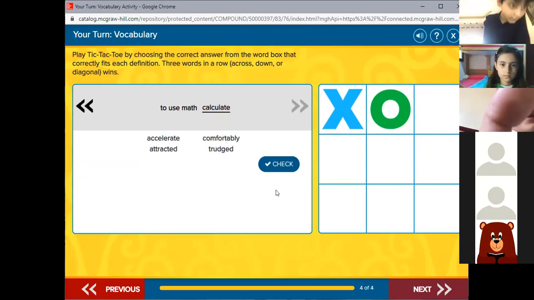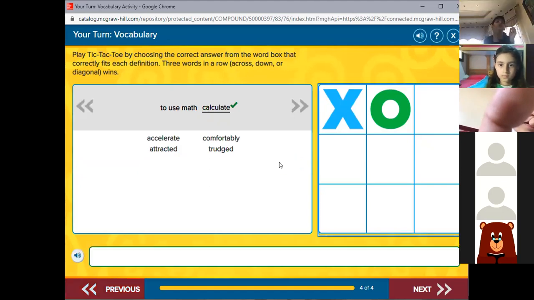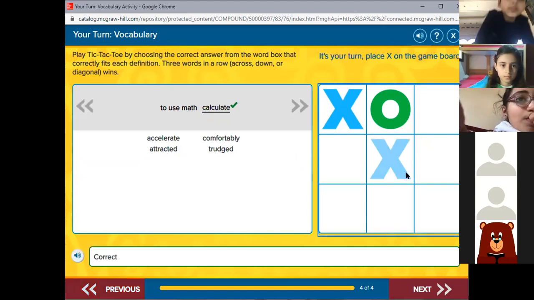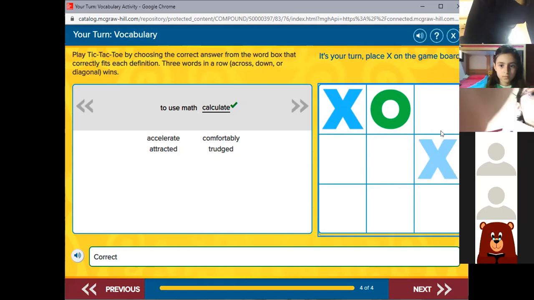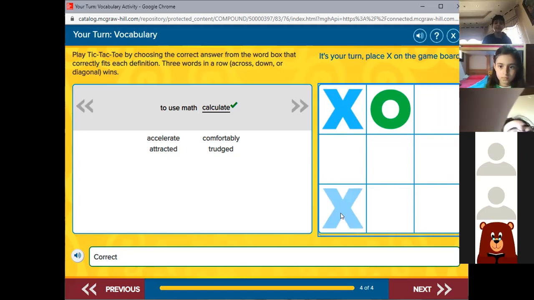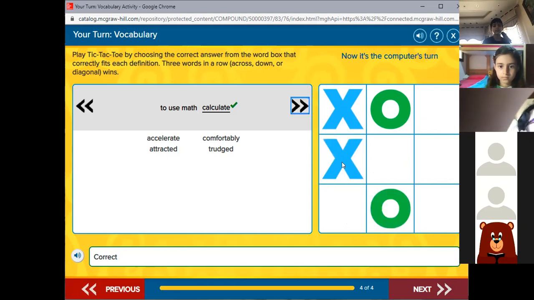Calculate. Yes. Miss? I think too it's calculate. Let's check. Good job. Bravo. Where do you want to put the X? Down the X. Under yes. Here or here at the bottom? No, up. In up. The middle? Yes. Okay.